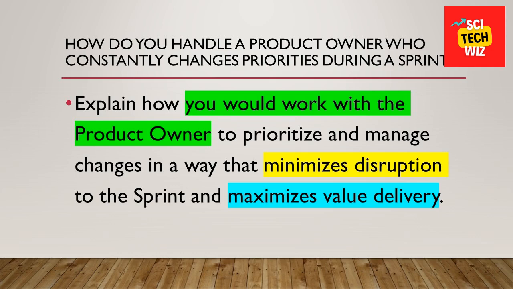So if the product owner keeps on changing the priority, how does it impact or disrupt the sprint, how does it impact the delivery, and how are you talking to the product owner? You try to explain that.